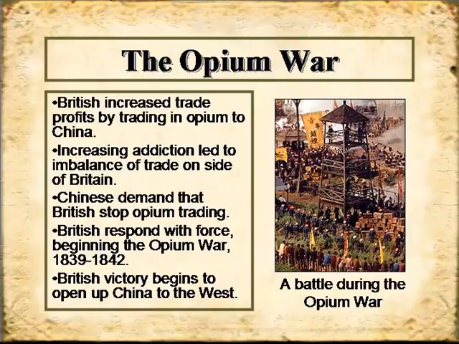The Chinese, seeing what this is doing to their society, demand that the British stop trading opium. But the British respond by bringing in the army and beginning what's called the Opium War in the early to mid 1800s. The British victory in the Opium War not only allows them to be transporting opium in and out of China, but also opens up China to trade with the West under conditions that we've never seen before.